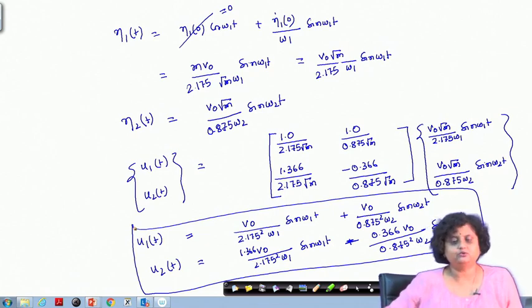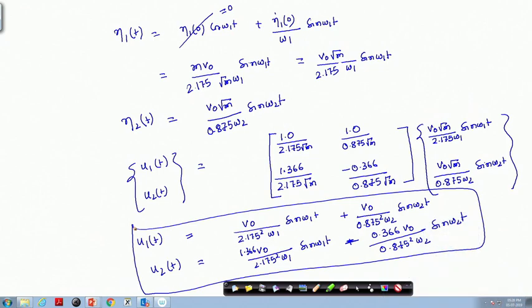Now, let us look into the solution from a physical aspect. So, we see that the free vibration response for both the degrees of freedom contains the first natural frequency as well as the second natural frequency. So, it is a combination of two sinusoids having the two natural frequencies.